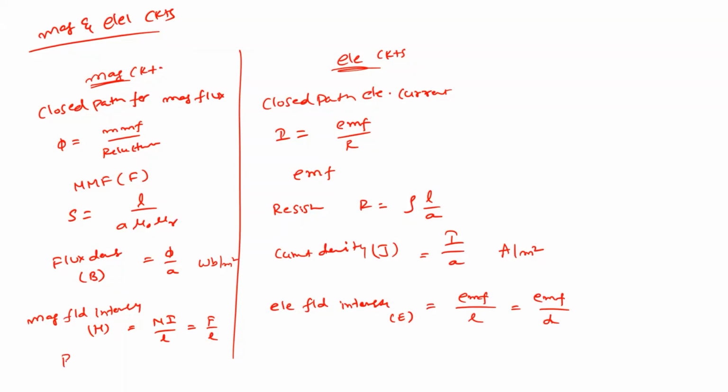So we have this permeance. What is D in electric field intensity? D is the distance, right? We are placing a unit pole from some distance. So that is D. If it is a unit distance, that is EMF. If D is the distance, that is magnetic field intensity. That is the difference.